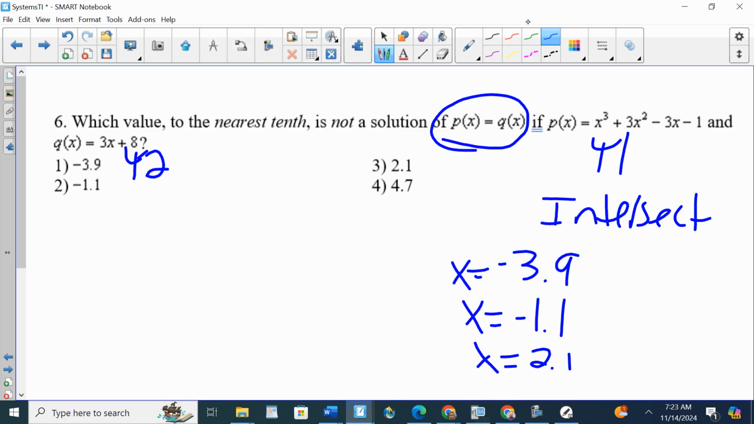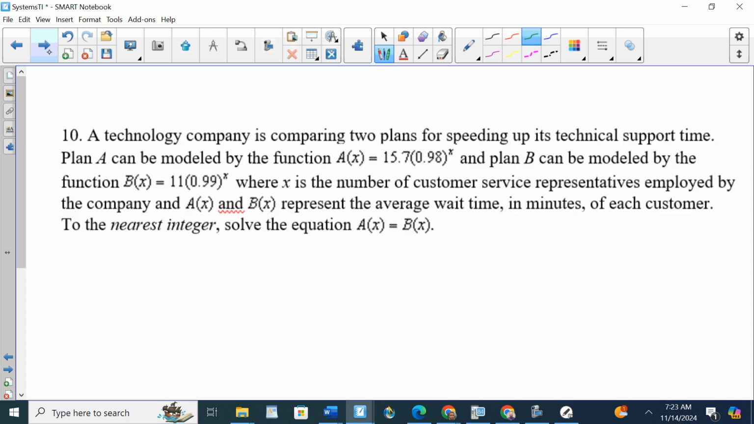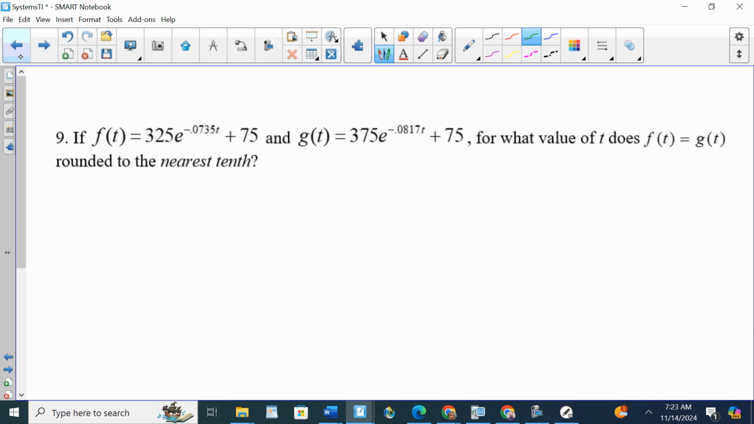Either way, those are my 3 values, which is not a solution. 4.7 is not a solution. This was one of the y values, but again, when you're doing your y1, y2 intersect, your p of x equals q of x, your f of x equals g of x, it's always, always, always the x coordinate. One more. Let's take a look at number 9.